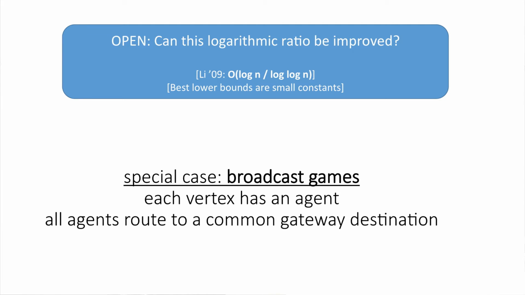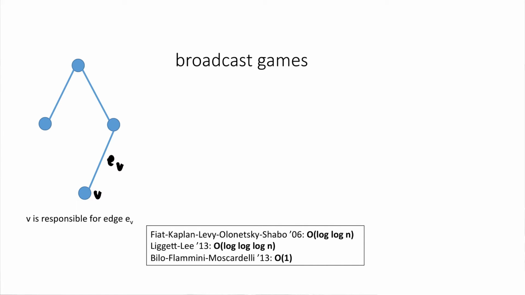First, that every vertex in the graph has an agent on it. So, there are no vertices that are empty, that do not have an agent. That is the first property. And the second property is that all these agents are trying to route traffic to a single gateway destination. So, there is a single gateway node that everyone is trying to route to. With these two assumptions, a lot more is known. In particular, there has been a series of works. From log n, it initially went down to log n over some smaller factor, and then to a constant.